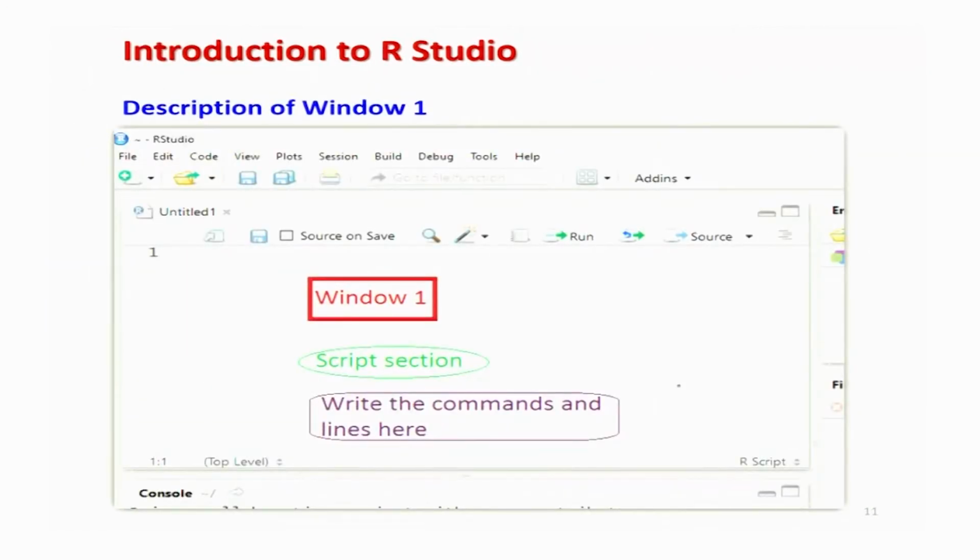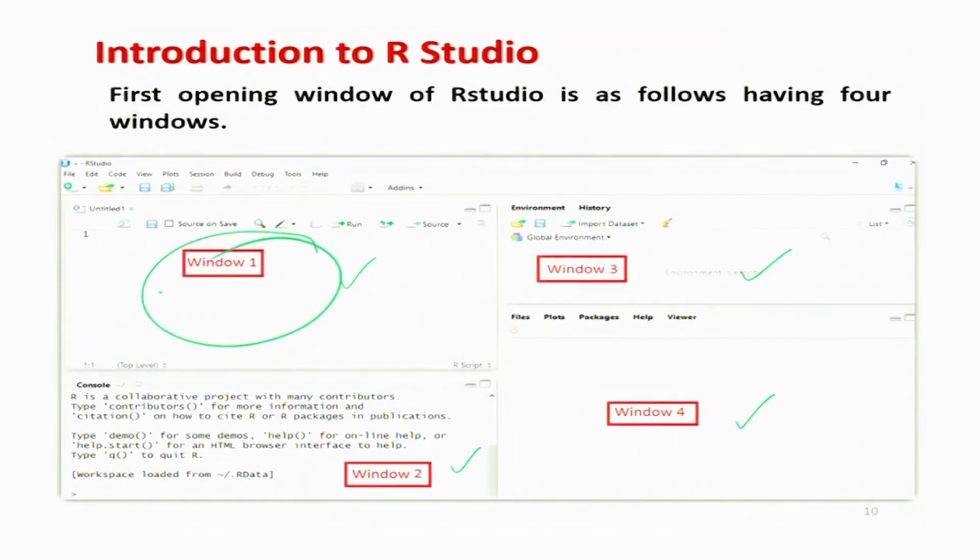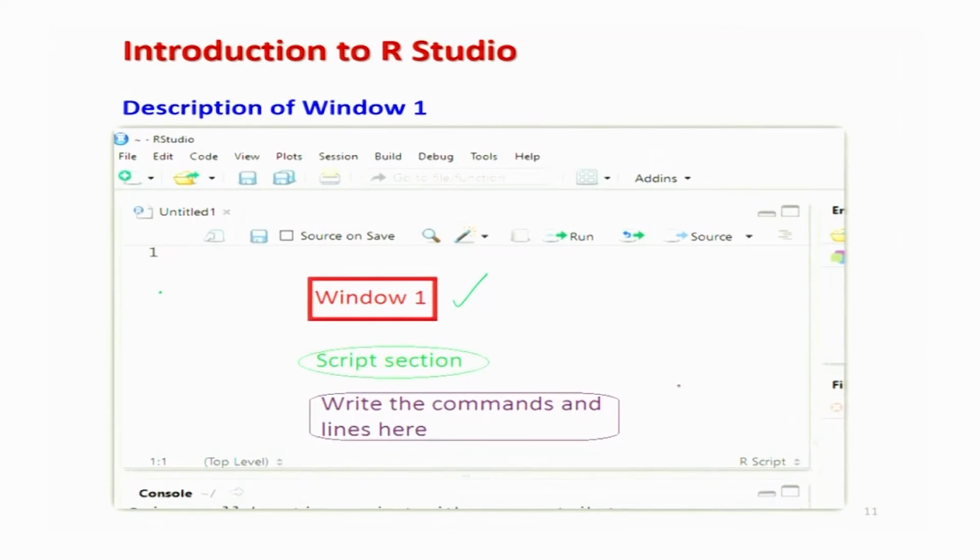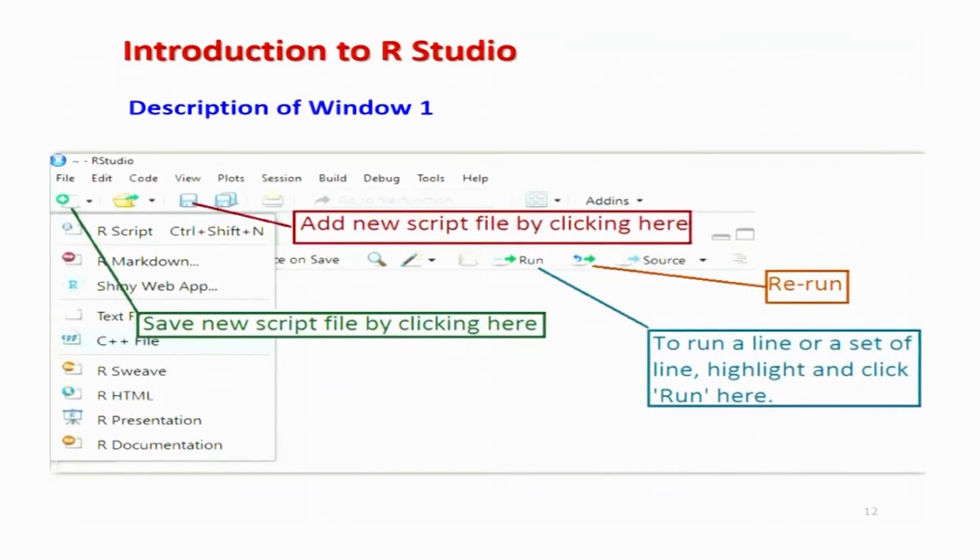So now I can briefly tell you about window number 1, which is here. This window is essentially used to write the commands and the syntax, and this is called a script, where you write down the script of your program, right. And in case you want to open a new file to write your script, you simply have to go to this button, and once you click here, you will see different types of options: R script, R markdown, shiny web, etc., right.